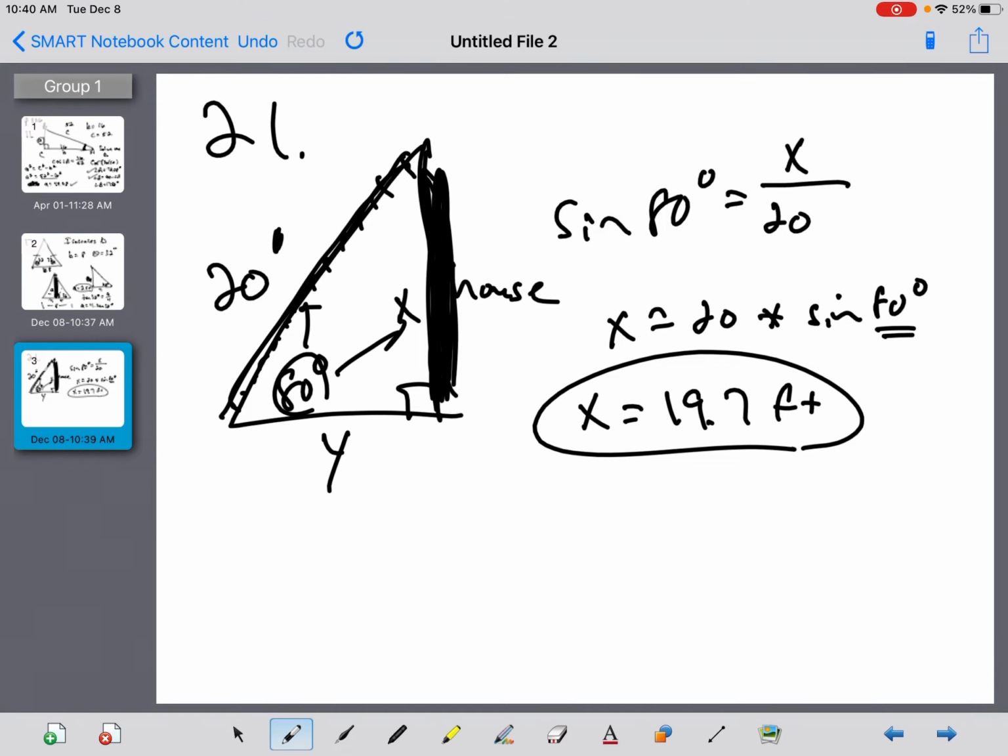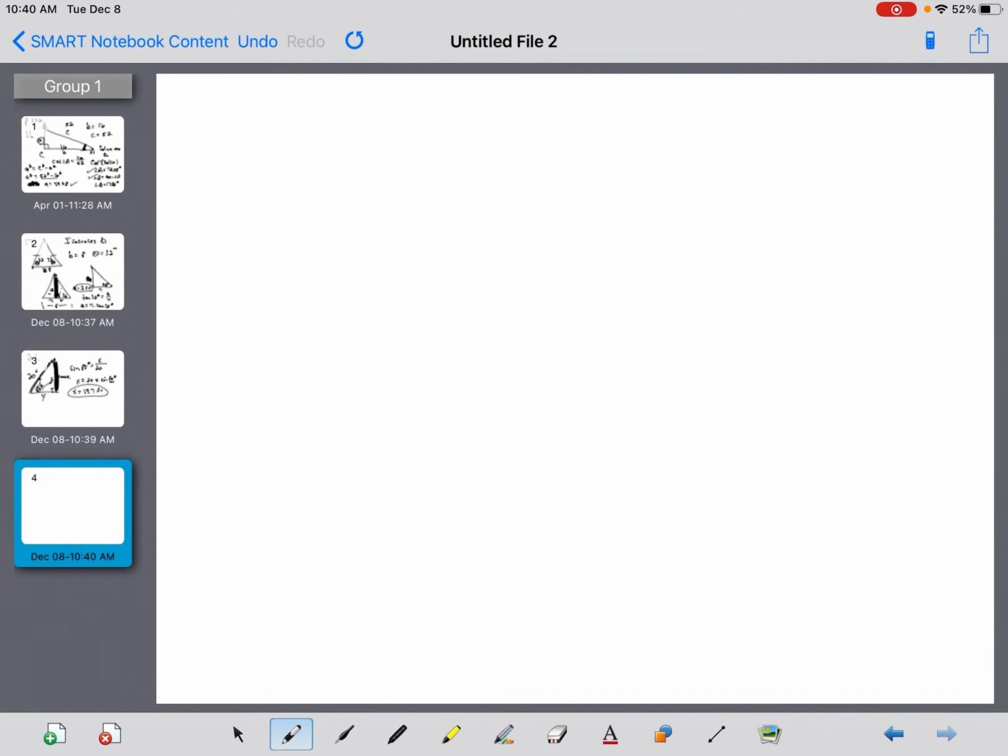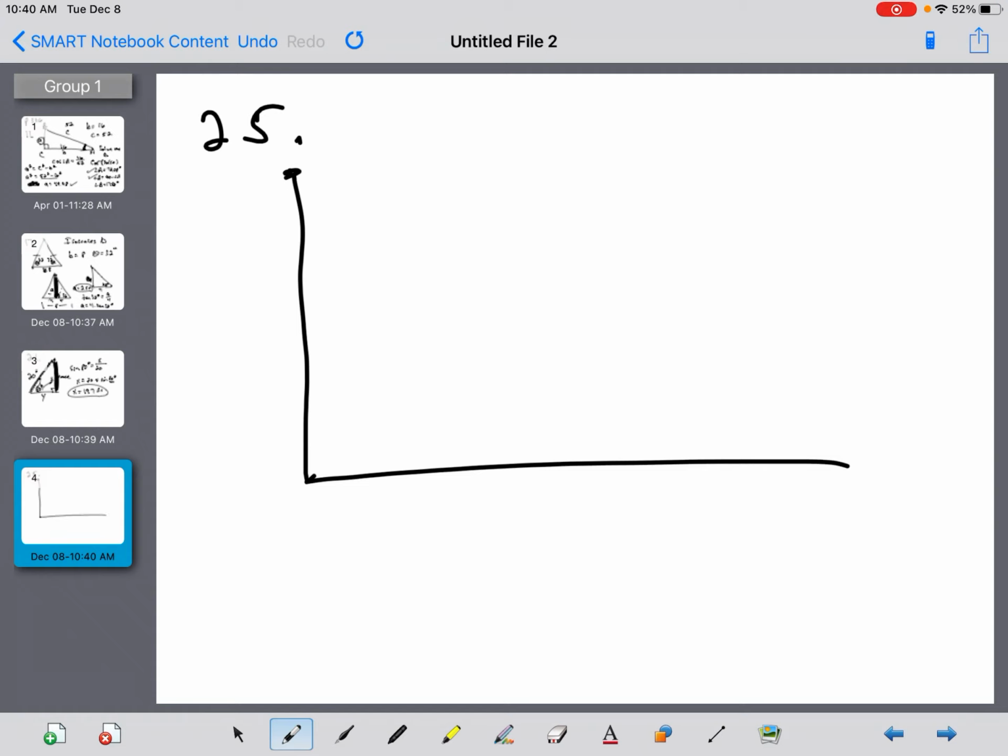Okay, then let's do one more problem. And here's number 25. Now the picture for this is in your book. So you've got an airplane up here, and we're going this way, and it kind of looks like this. A passenger in an airplane at an altitude of 10 kilometers. So here's 10 kilometers for your altitude. Sees two towns directly to the east of the plane. So east of the plane.